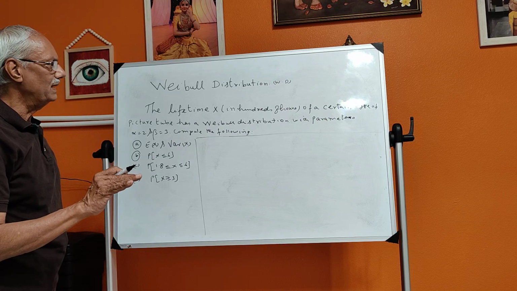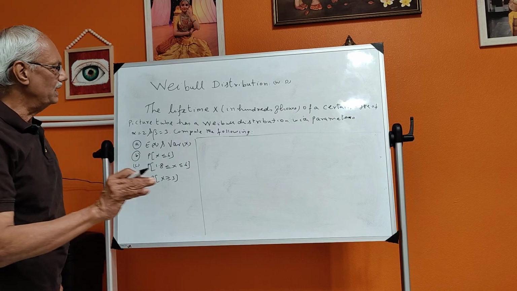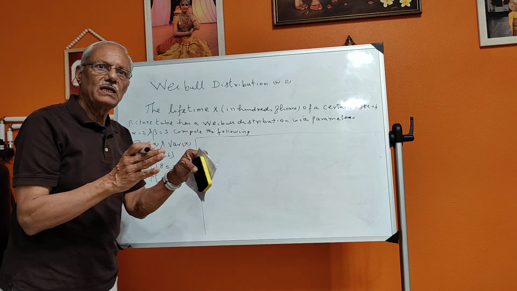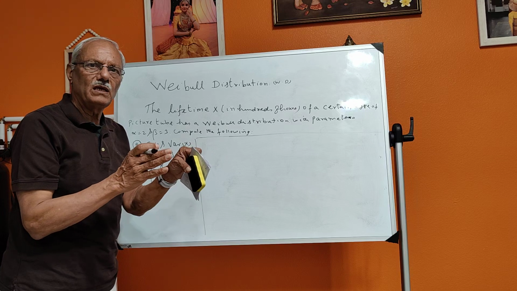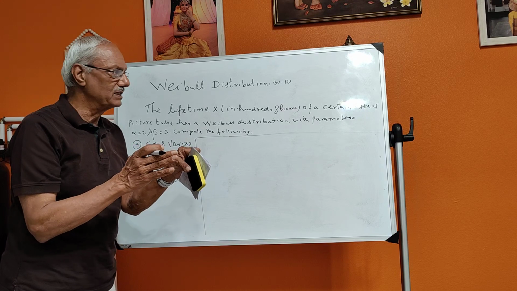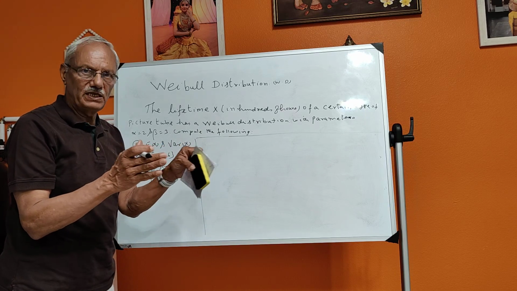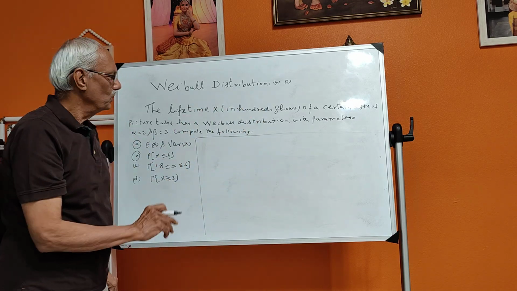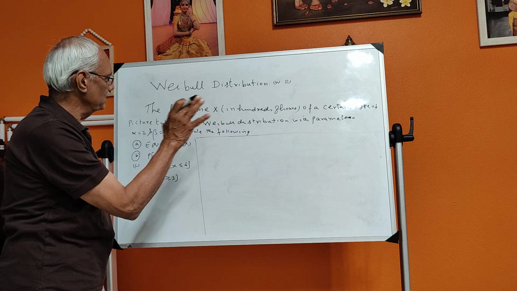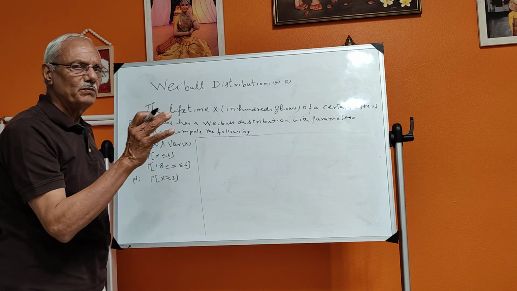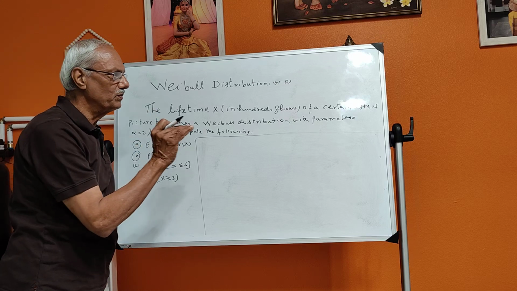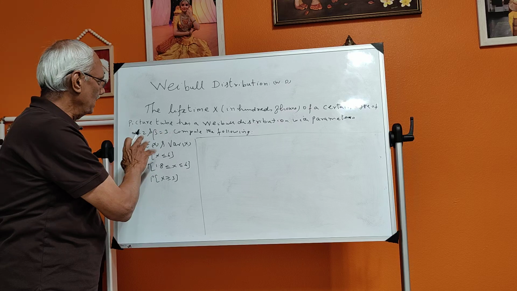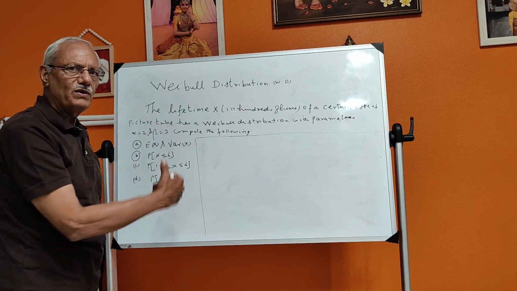They have given the lifetime. So here x is a random variable, because the life of the components, the picture tubes, varies. They are random variables, and they are in hundreds of hours. So the lifetime x of a certain type of picture tube has a Weibull distribution, and we write it with the parameters alpha and beta given like this. We have to calculate.